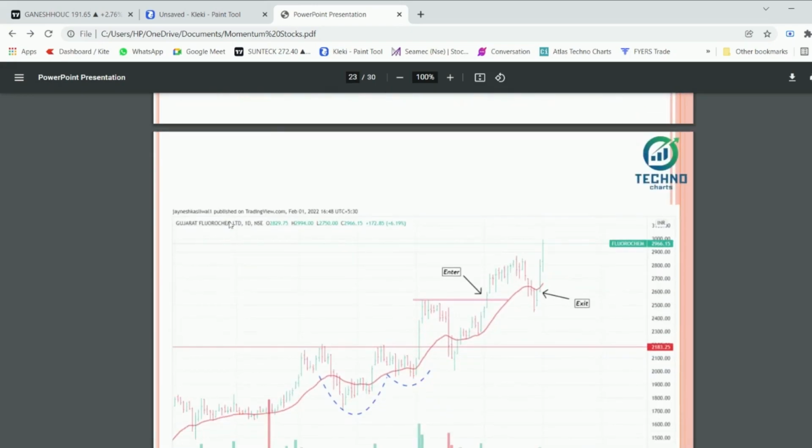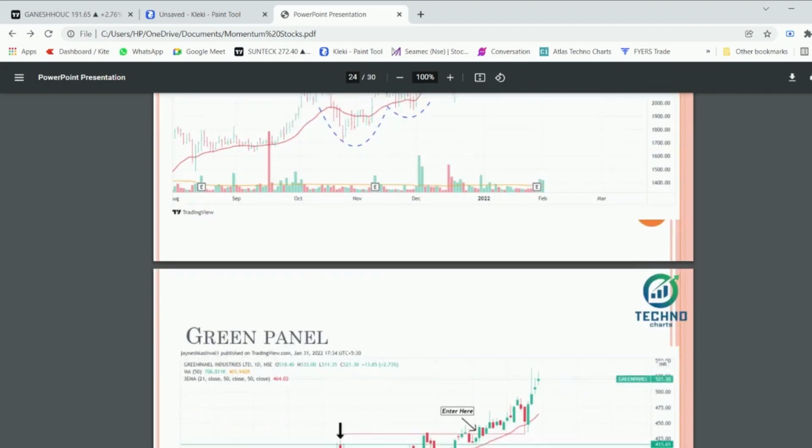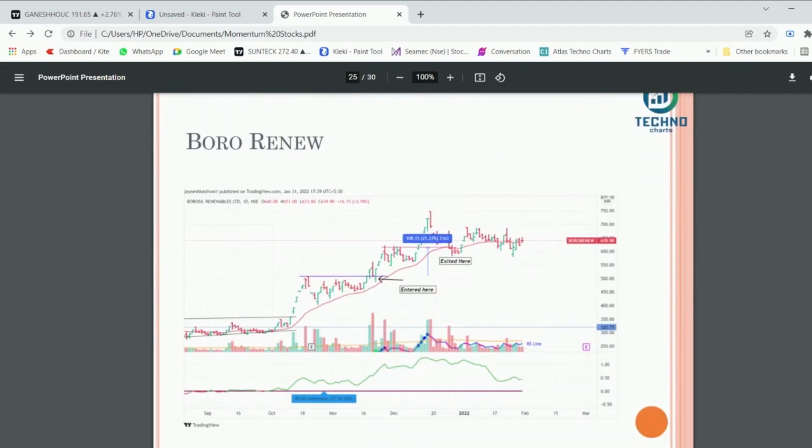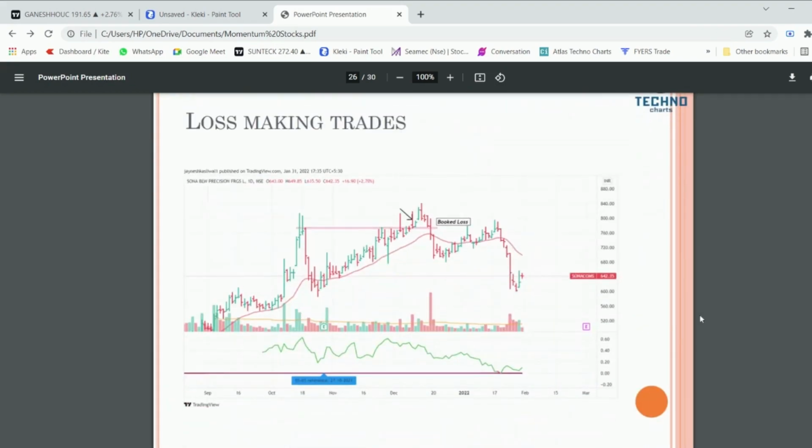So for example, in case of Gujarat Fluorochemicals, you entered the stock here, and in this case you had to exit the stock at cost to cost. So there will be many examples where you will enter the stock at a very high price, as we are trading momentum stocks, and you have to book losses. For example, if you check the chart of Sona Comstar, if you had entered here on the breakout of the 52-week high, then you had to book a loss in the very next few days. Okay, so this was a loss making trade.